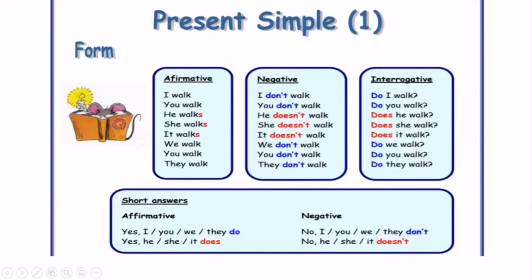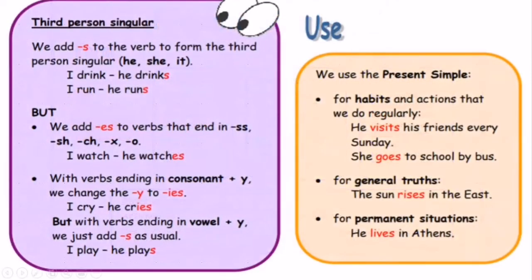Here you have the affirmative form, and here you have the negative form. Okay, you have some rules. Third person singular. It says, we add S to the verb to form the third person singular. He, she, and it. For example, I drink, but he drinks. You have to add letter S because you have the subject pronoun he. I run, but he runs because here you have he as subject pronoun.